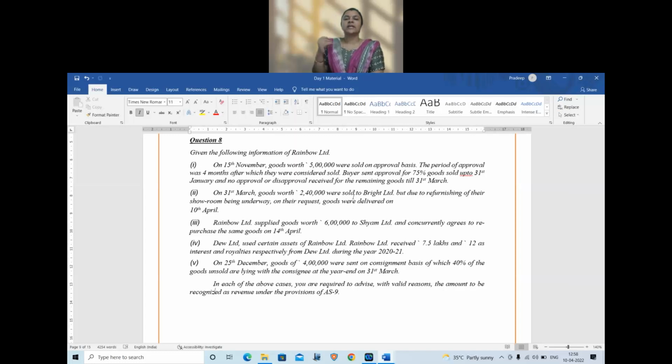So for goods sent on approval basis, if the approval is not received within the period of approval, is it considered as sale or rejection? It is considered as sale automatically. It is deemed as sales. So your answer for the first question is, in the given case, for the 75% of the goods, which is 5 lakhs into 75%, 3 lakhs, right? Leah? No.